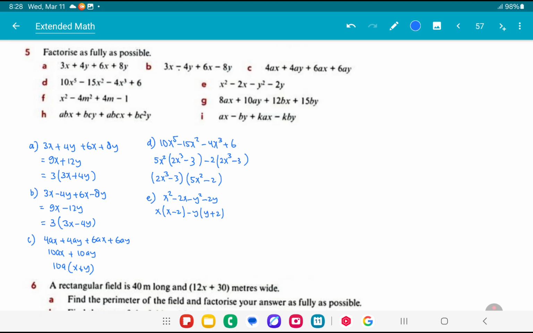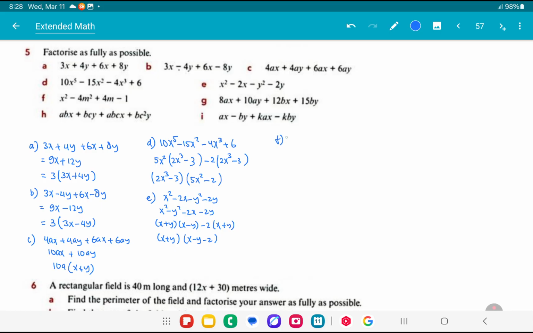Or we maybe can do grouping: x squared minus y squared minus 2x minus 2y. x squared minus y squared we can do by (x plus y)(x minus y), and then minus 2x minus 2y, we factor out minus 2, then (x plus y). We got both (x plus y), so (x plus y)(x minus y minus 2). This is the simplest form.